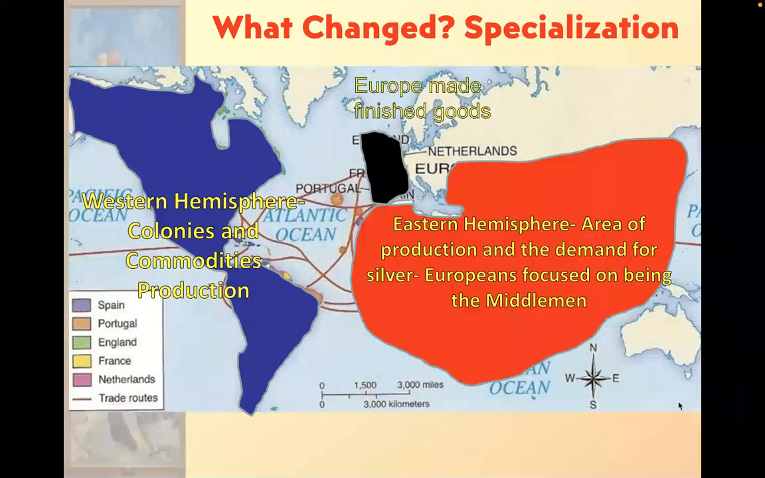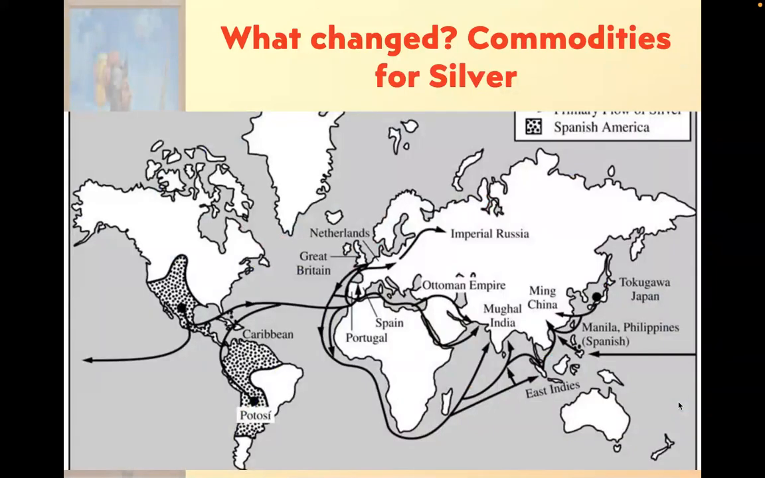Now, Europe's role in this is going to be making finished goods. So instead of just seeing these specialized goods flowing, but everybody pretty much doing the same thing, now we're beginning to see some specialization, not just on the individual level, but on the national level and the regional level.